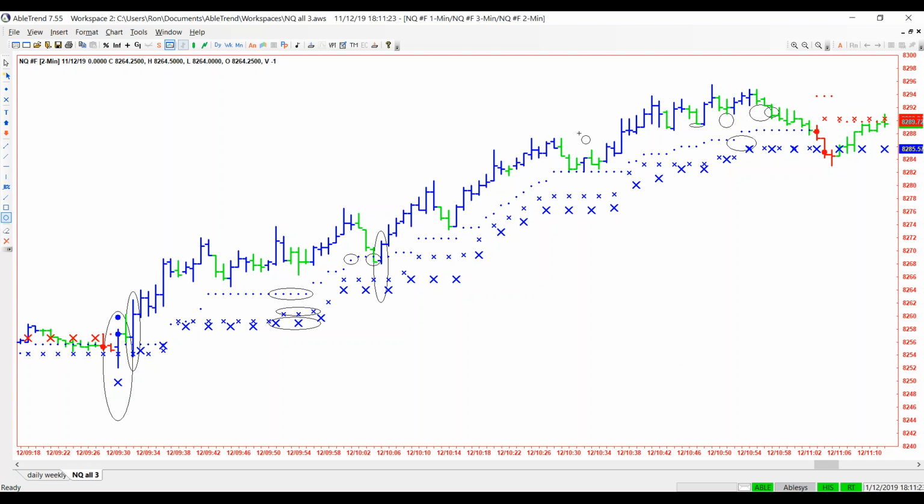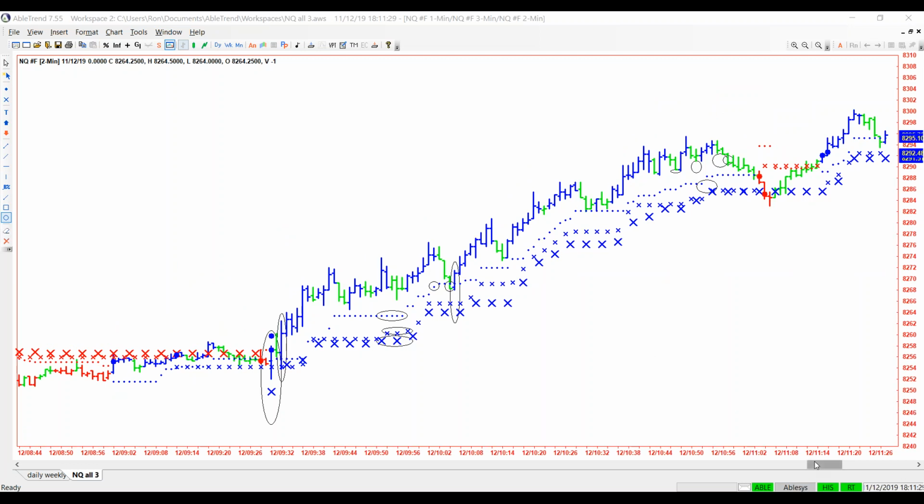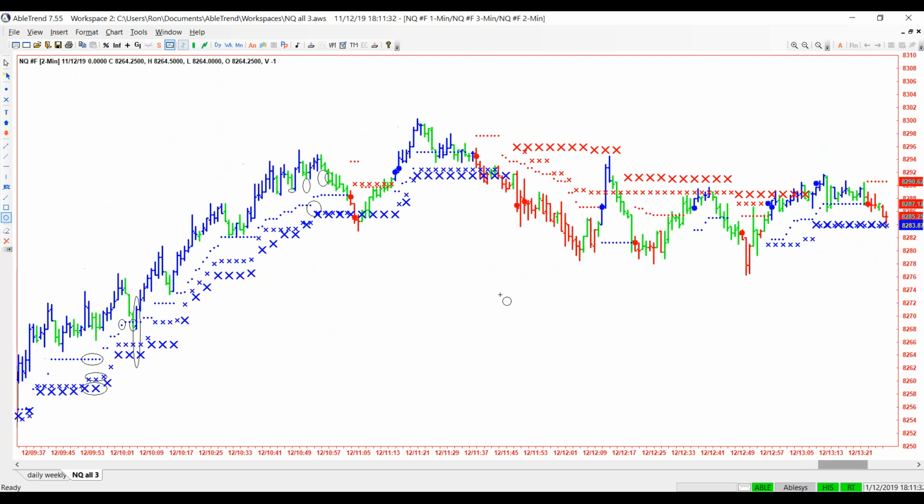Okay, I'm going to run through the rest of the day here because it's the same rules and it's the same colors and dots. It doesn't matter what I'm looking at. This is an IBM chart. This is a British pound chart. This is a Russell chart. Same rules, same color, same dots.